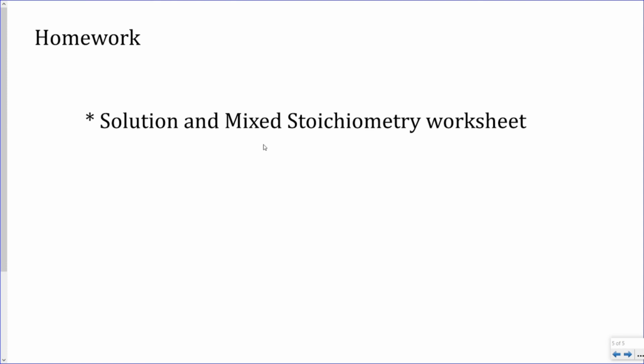So as I said, try out these questions. There's 2 mixed ones. There's 4 or 5 solution ones. Maybe try the solution ones first before moving on to the mixed ones. So good luck, and may the force be with you.